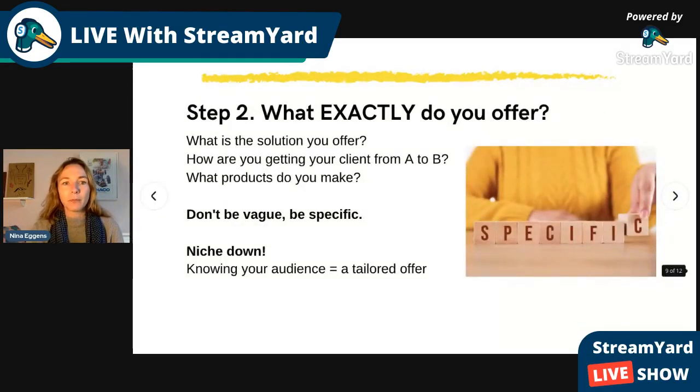Step 2. What exactly do you offer? There's a lot of about pages where you go to a website and you think, oh, I want to know what this business is about. So you go to their about page, and all they do is talk about themselves, how brilliant they are, what experience they have, their credentials, their whole CV list.